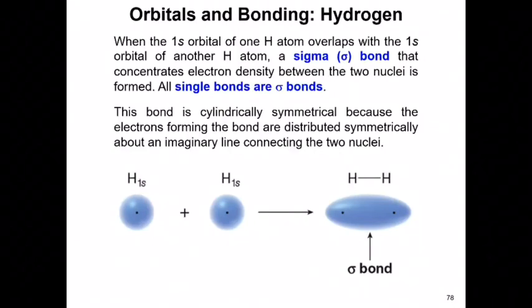A more advanced bonding theory than the Lewis theory is the valence bond theory, which introduces the overlap of atomic orbitals to form hybrid orbitals. For example, when the 1s orbital of one hydrogen atom overlaps with the 1s orbital of another hydrogen atom, a sigma bond is formed. All single bonds, regardless of the atom, are all sigma bonds.